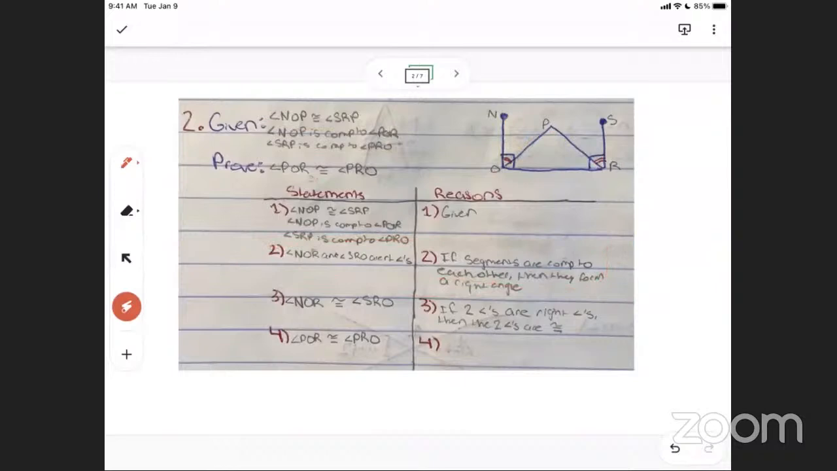So you're saying that segments are complementary, and then you're saying NOR is congruent. Then you're saying that they're right angles, so they're congruent. And now you would have to use the subtraction property right here for 4. Your reason for that would be the subtraction property, because you're subtracting congruent angles from 2 other congruent angles.